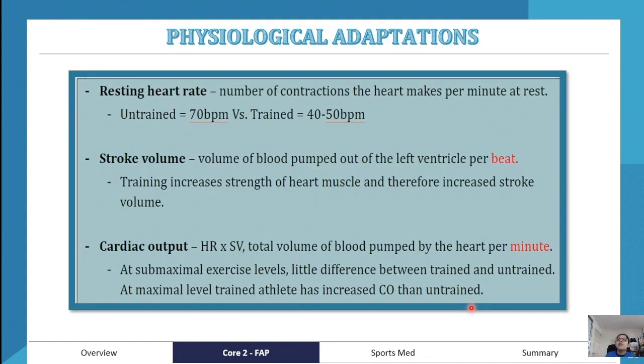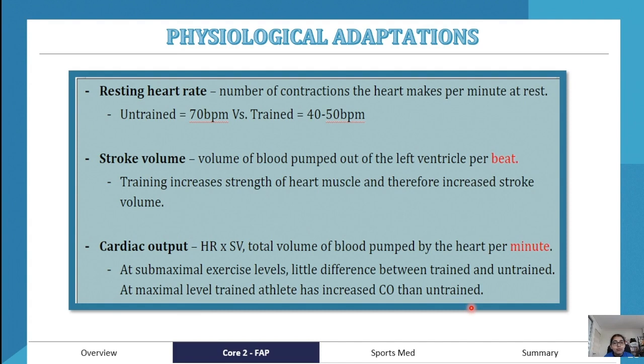So let's now have a look at the physiological adaptations. How is the body adapting to all these exercises? Starting off with resting heart rate. Resting heart rate refers to the number of contractions that the heart makes per minute at rest. That's when you're not doing anything, when you're sitting down, relaxing. In an untrained person, the resting heart rate is generally around 70 beats per minute, in comparison to a trained individual whose resting heart rate would be like 40 to 50 beats per minute because they're more fit.